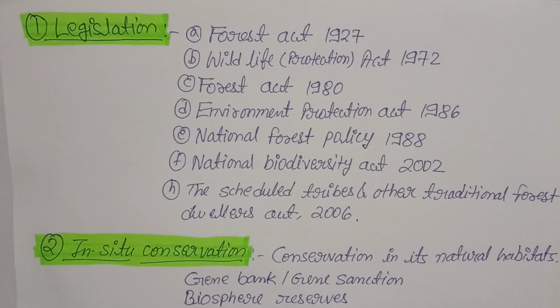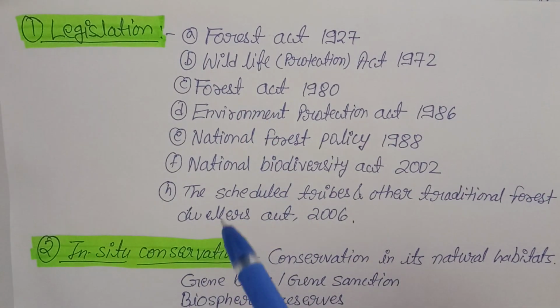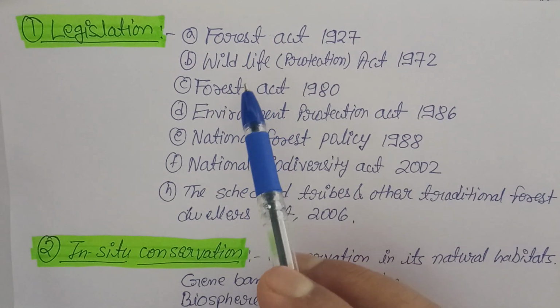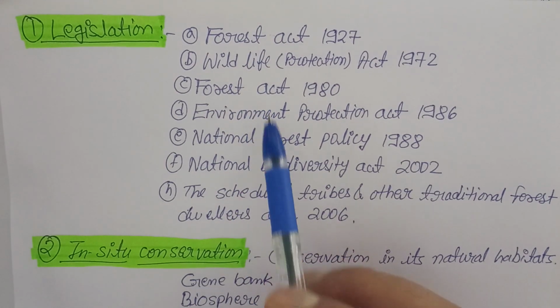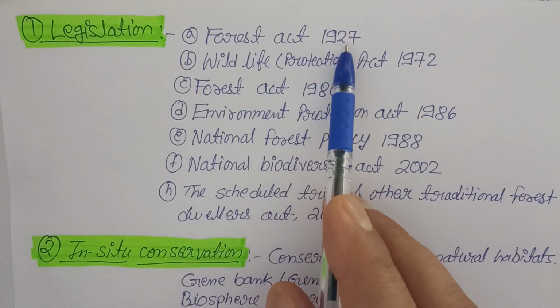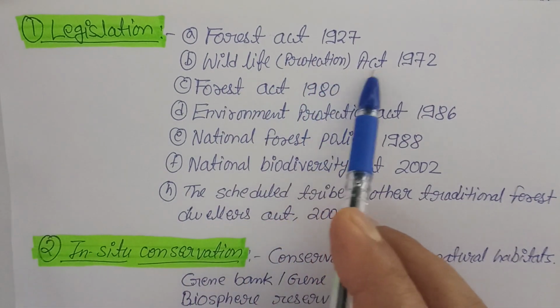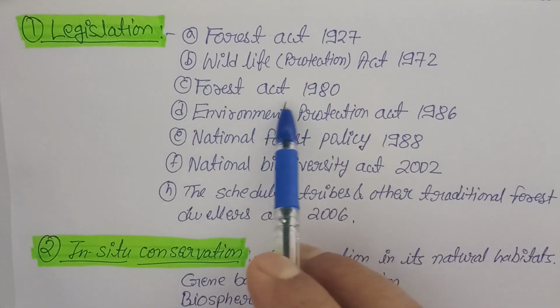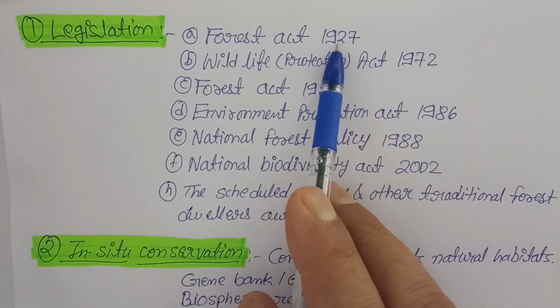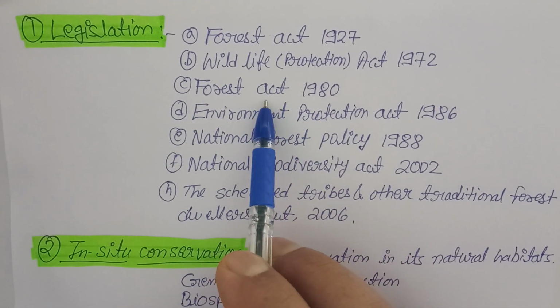So different rules and regulations have been framed. For example, these are the series of legislation or acts which I have arranged in such a way that it will be easy for you to remember. Number one, Forest Act 1927. So it is in increasing order. Wildlife Protection Act 1972. Forest Act 1980, right? From 1927 to 1980 are different acts to which many other rules and regulations have been added.